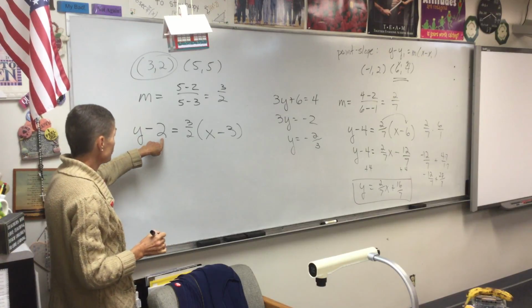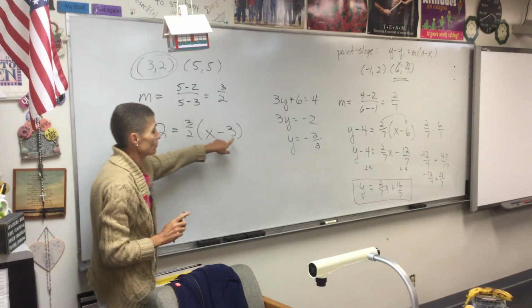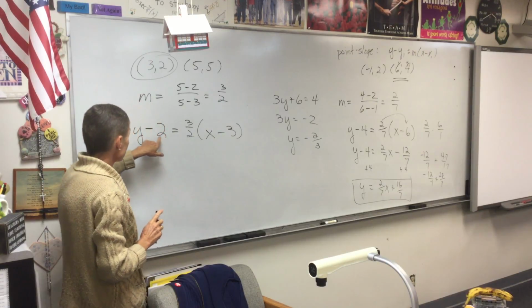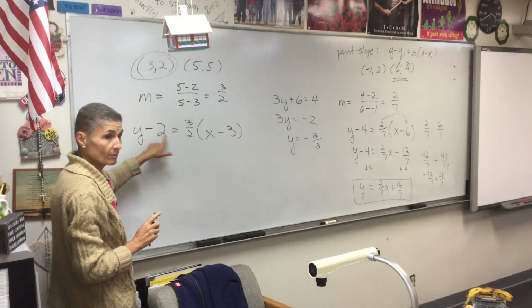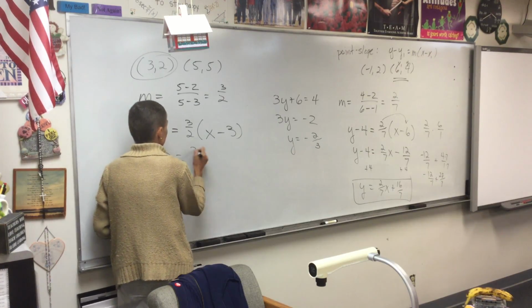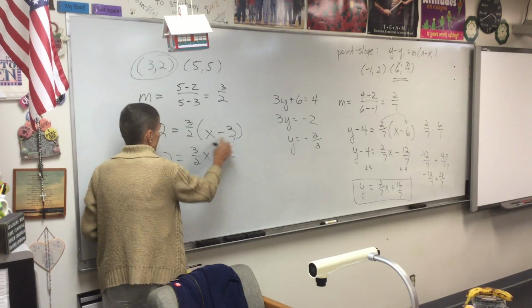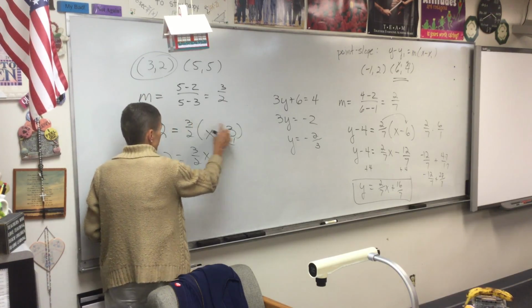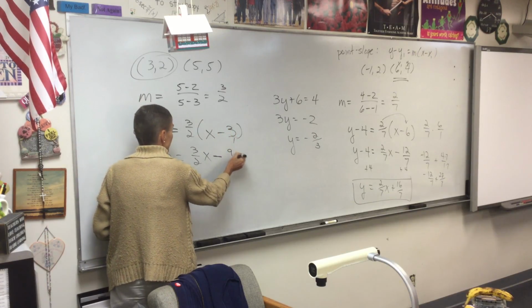Now why is the 2 here? I'm using this point. Why did I put the 2 here and the 3 here? Because the 2 is the y. The y's are together. So y minus 2 equals 3/2 x minus what? What do I get when I multiply here? Remember, it's top times top, bottom times bottom, so it will be minus 9/2.